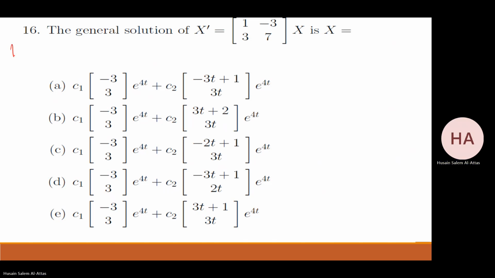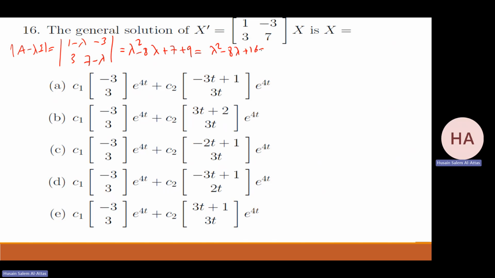So find lambda. This is 2 by 2. I have 1 minus lambda, minus 3, 3, 7 minus lambda. That will be lambda square minus 8 lambda plus 7 plus 9, which is lambda square minus 8 lambda plus 16, which is lambda minus 4 square equals 0. So lambda is 4, 4. Check the eigenvectors. Let me do it quickly. For lambda equal 4, you have minus 3, minus 3, 3, 3.